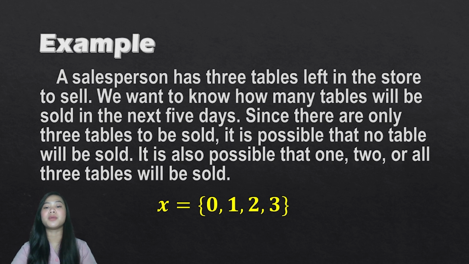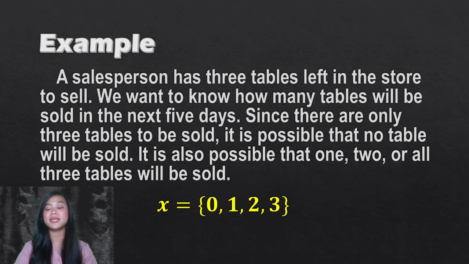So for this random variable x, the values for the number of tables to be sold are 0, so no tables will be sold in the next 5 days, 1, 2, and up to 3, since there are 3 tables left. So this is our random variable x, which represents the tables to be sold in that store. So that is an example of random variable.